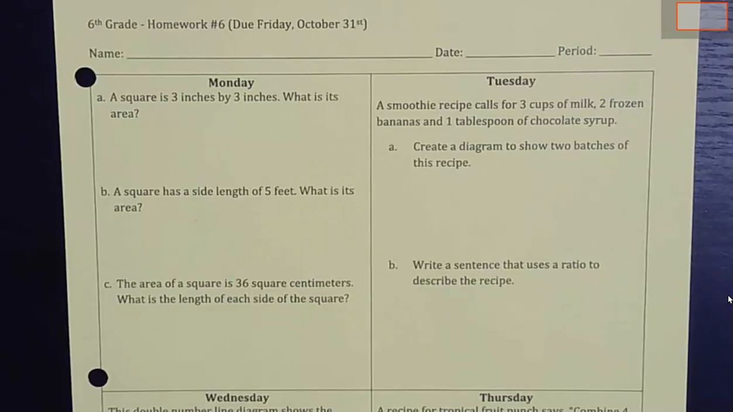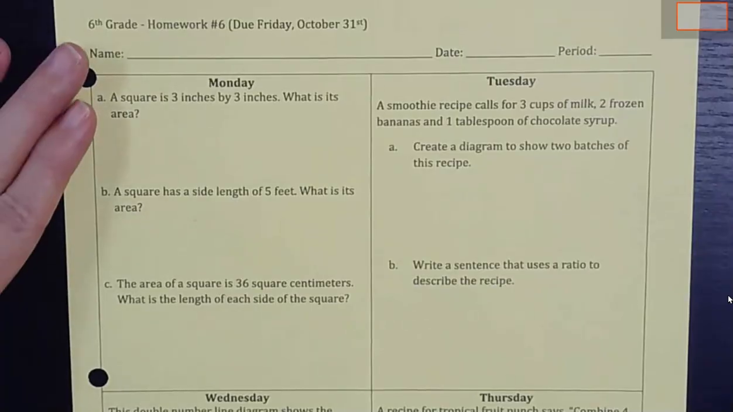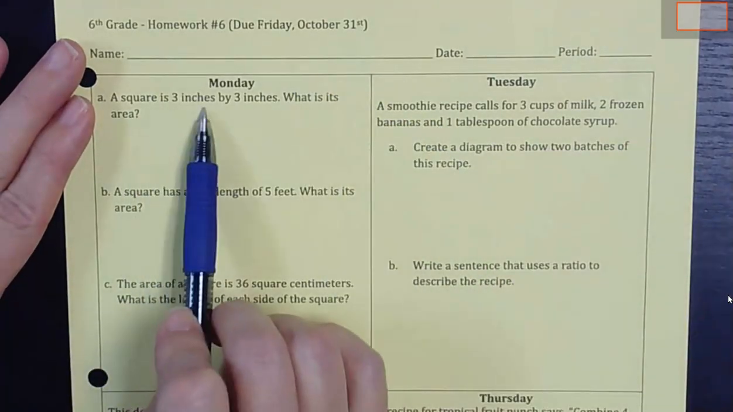All right, 6th grade, this is our 6th homework. So we're going to go through these together and make sure we understand them. For Monday, it says a square is 3 inches by 3 inches.